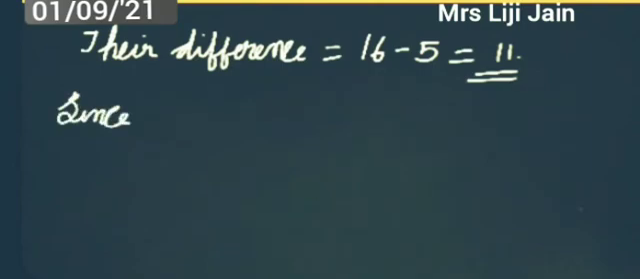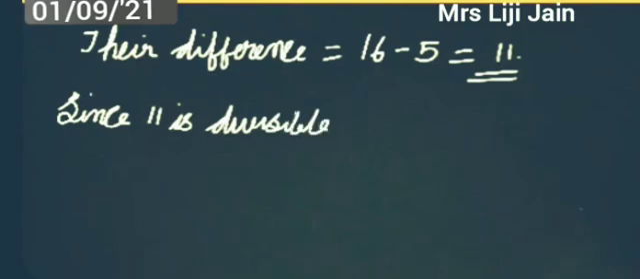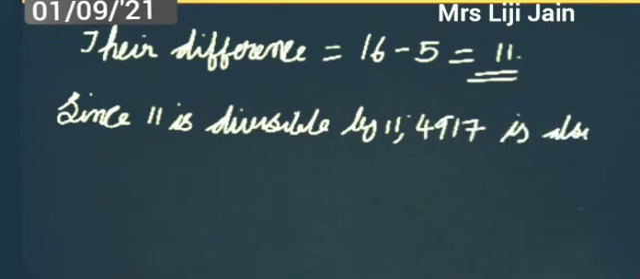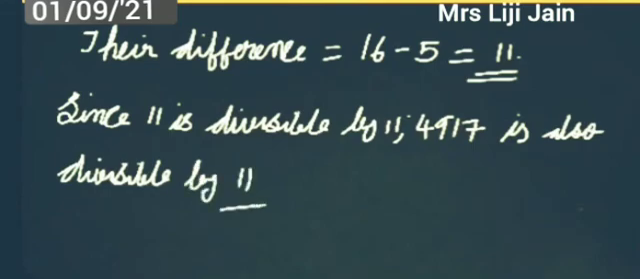So, please write down, since 11 is divisible by 11, since a number is divisible by itself, isn't it? 11 is divisible by 11. Which is our given number? Yes, 4917 is also divisible by 11. Okay. Sometimes my pen doesn't work properly. That's why I'm writing like this. You should write neatly. Okay.